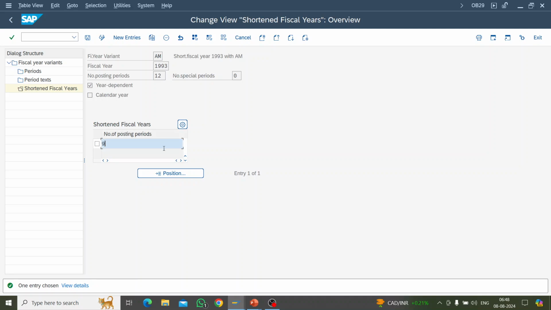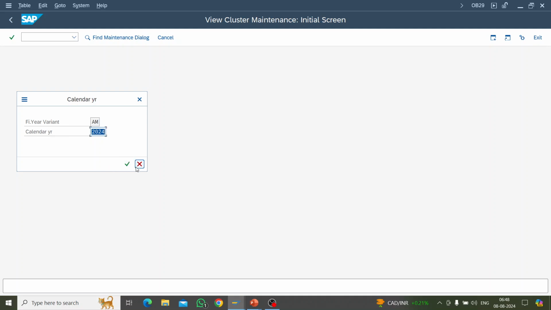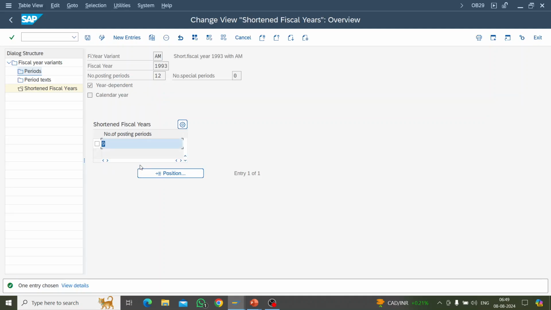So it says this has a total of how many? 9 posting periods. Here they have written 12, but for this one with AM it says only 9 posting periods. So if you click on this, you have to maintain it actually. Here it is. Remember, this is a dummy system, that is why all the settings are not maintained properly. In a real system you will not find anything of that type, that is for sure.